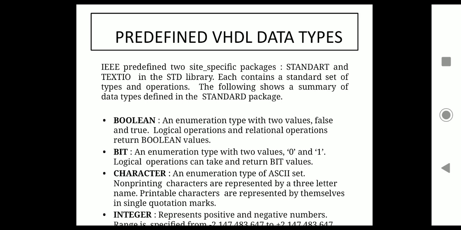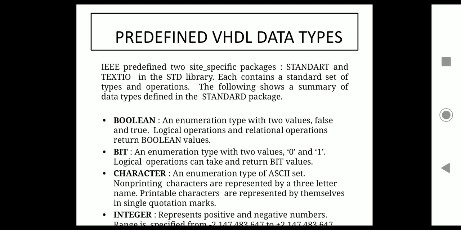Now what is boolean? An enumeration type with two values, false and true. Logical operations and relational operations return boolean values. Now what do you mean by bit type data? An enumeration type with two values, 0 and 1.